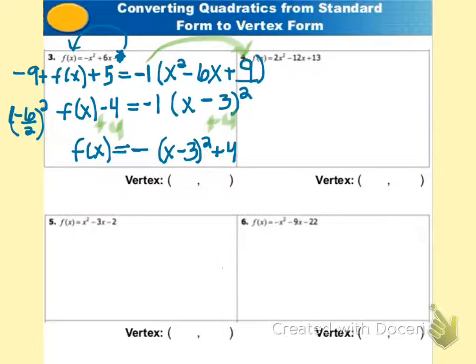And if you type that in your graphing calculator, you can see that, in fact, that is what it does to it. And it also is the exact same as this original function here, negative x squared plus 6x minus 5.